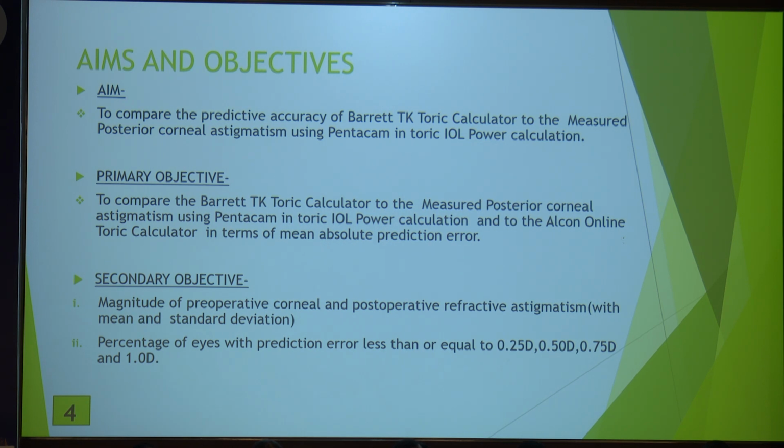The aim of the study was to compare the predictive accuracy of Barrett TK toric calculator to measured PCA using Pentacam in toric IOL power calculation. The primary objective was to compare these two methods to the Alcon online toric calculator, which has the Barrett toric calculator incorporated, in terms of the mean absolute prediction error, calculated as the difference between the actual post-op refractive astigmatism and the predicted refractive astigmatism. The secondary objectives were to find the magnitude of preoperative corneal and postoperative refractive astigmatism and to find the percentage of eyes with prediction error less than or equal to 0.25, 0.5, 0.75 and 1 diopter.